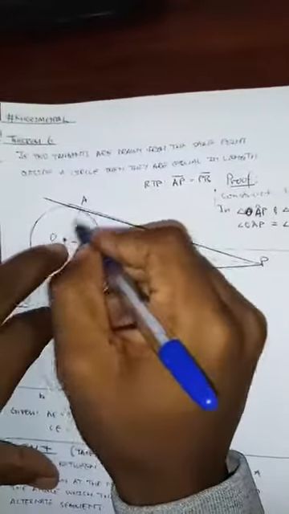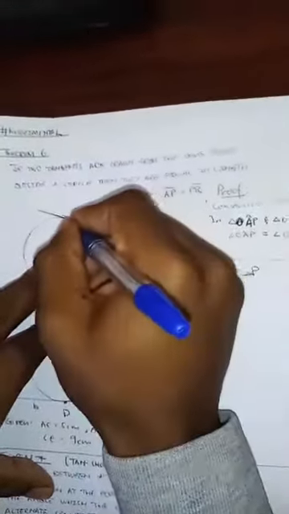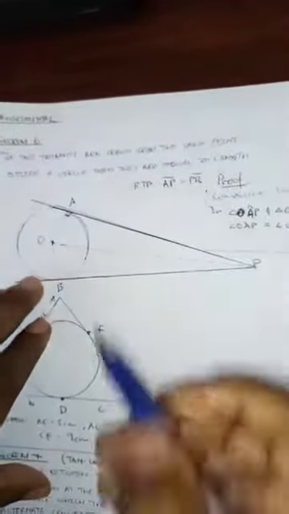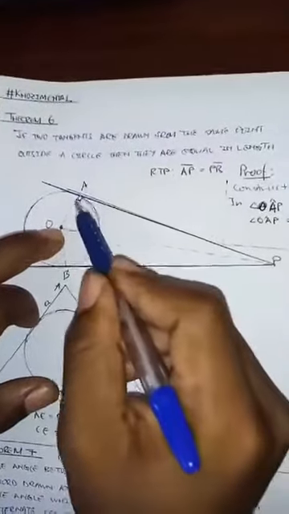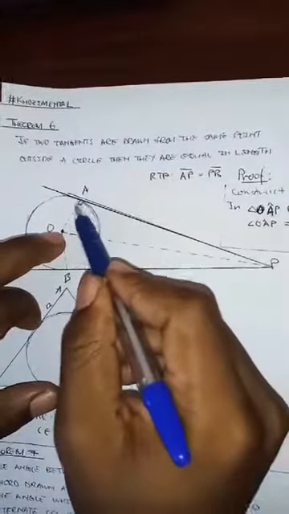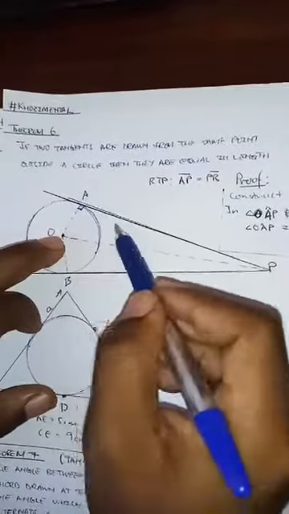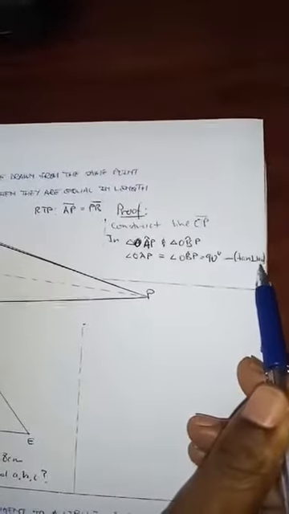OA is a radius. What do we know about a radius and a tangent? Is that they make an angle of 90 degrees. So every radius which is drawn to a tangent forms an angle of 90 degrees. So a radius is perpendicular to a tangent. So that's why here 90 degrees. What's the reason? Tangent perpendicular to radius.